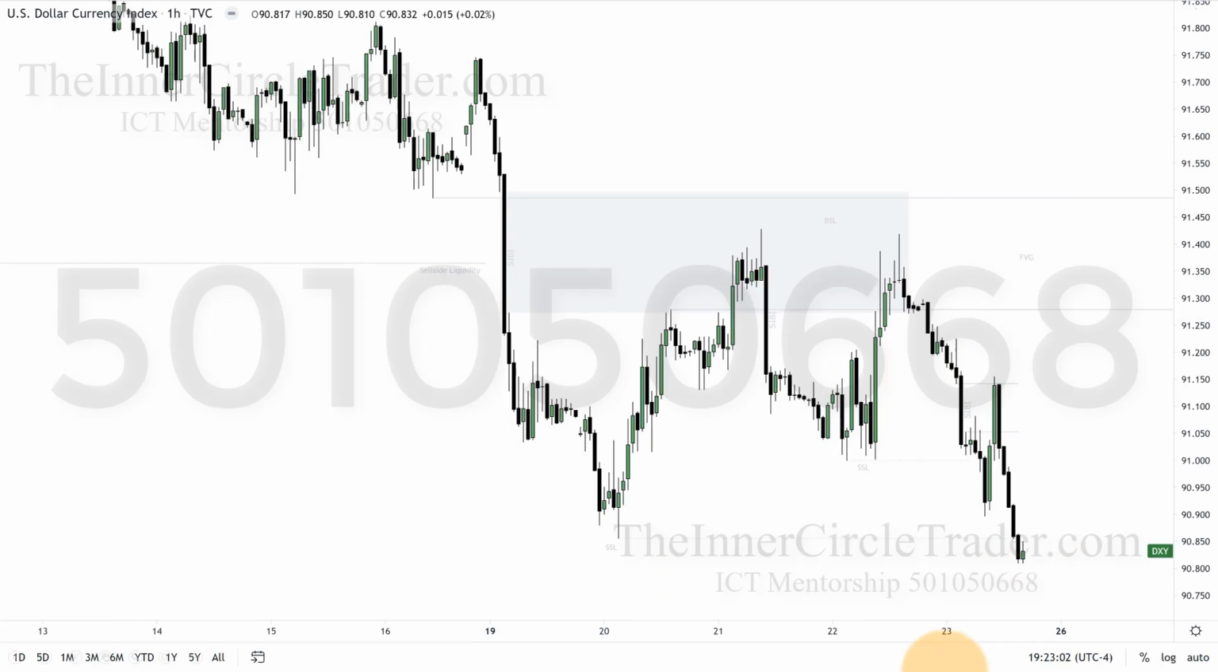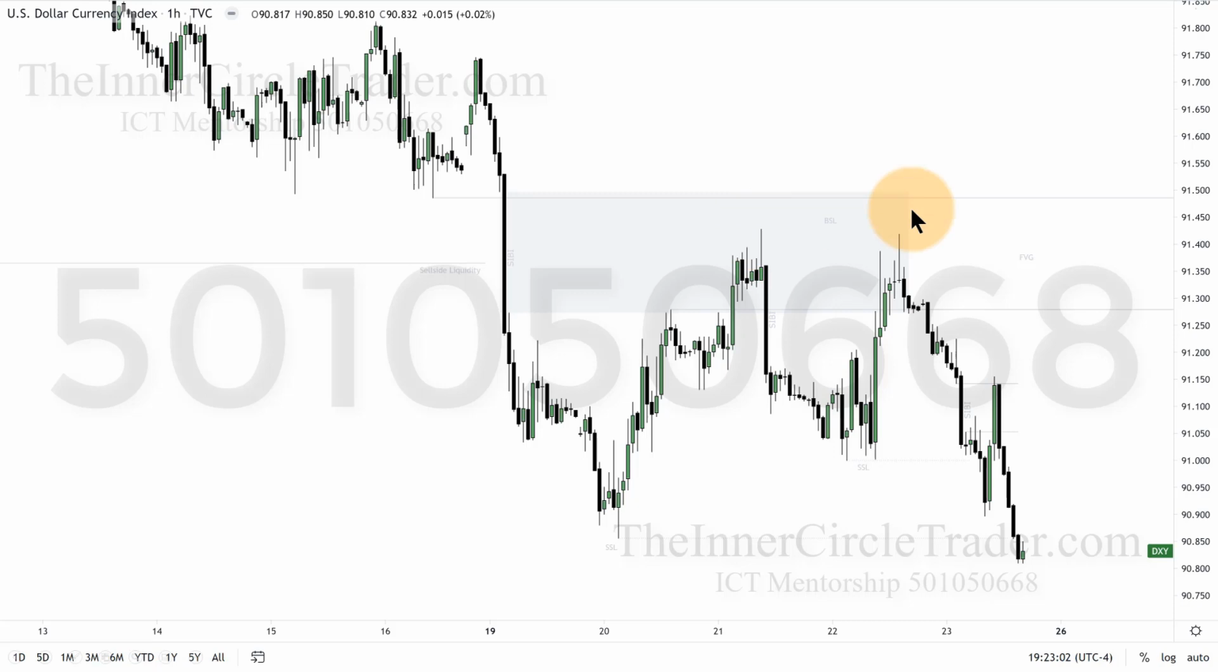Dropping into the hourly chart for the dollar index. Here's a hourly sell side imbalance, buy side inefficiency. And again, this is that old low on the daily chart where sell side liquidity resided. The market trades down, creates a low here, retraces back up into consequent encroachment, sells off, creates another smaller sell side imbalance, buy side inefficiency.